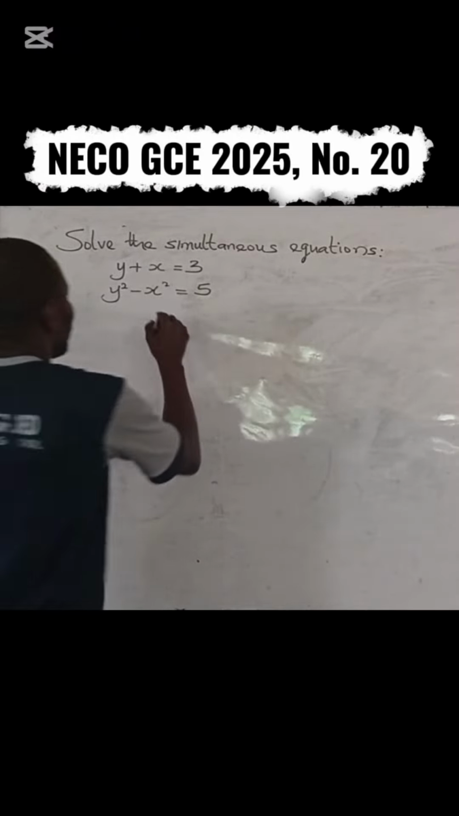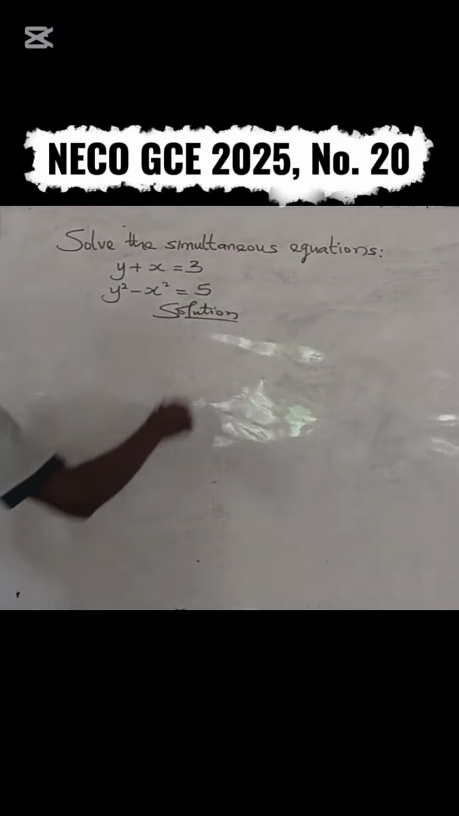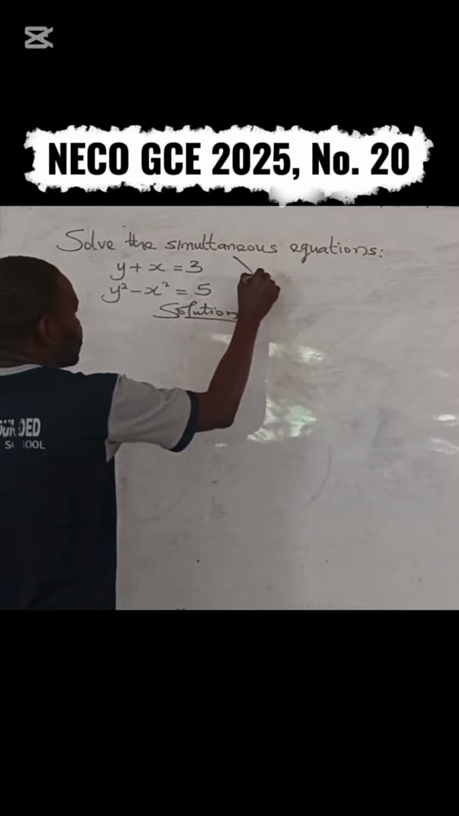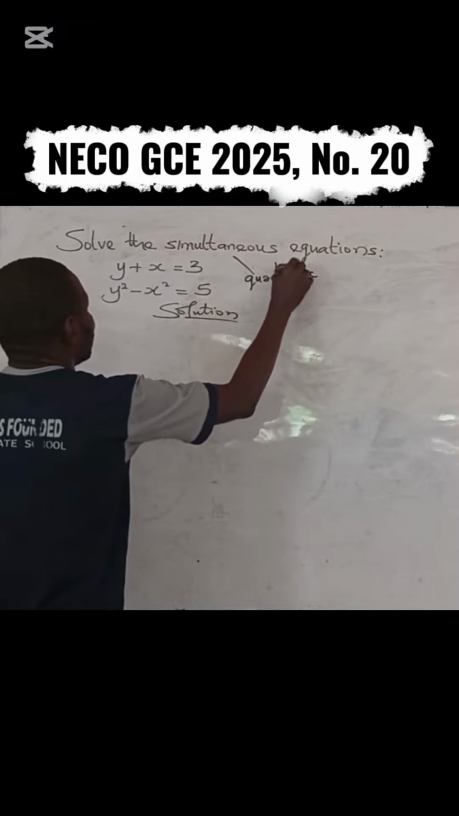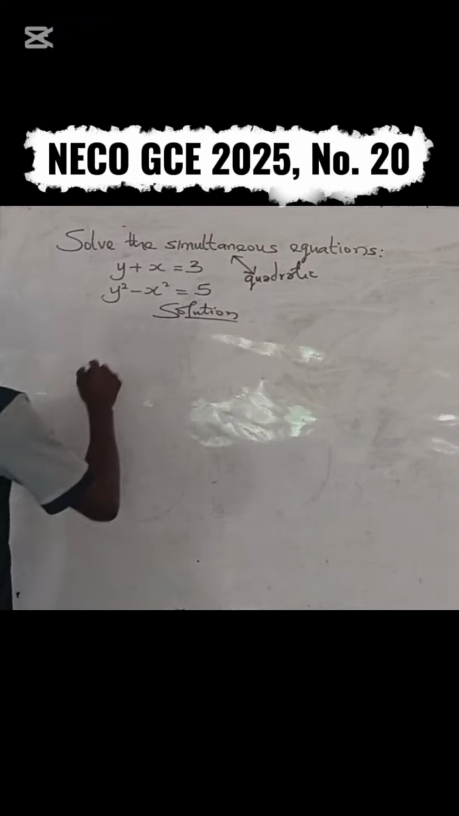Let's look at a way of solving this simultaneous equation here. Okay, so this is a quadratic simultaneous equation. Yeah, it involves the use of what? Quadratic too. Okay, quadratic what? Simultaneous equation. So now, what you can do here is this.